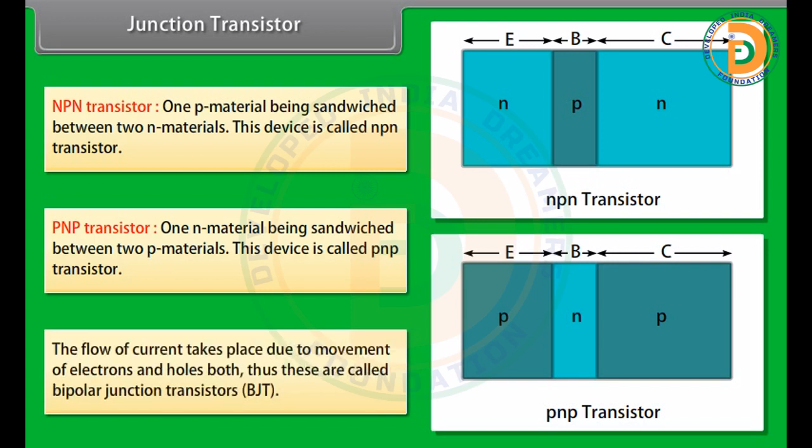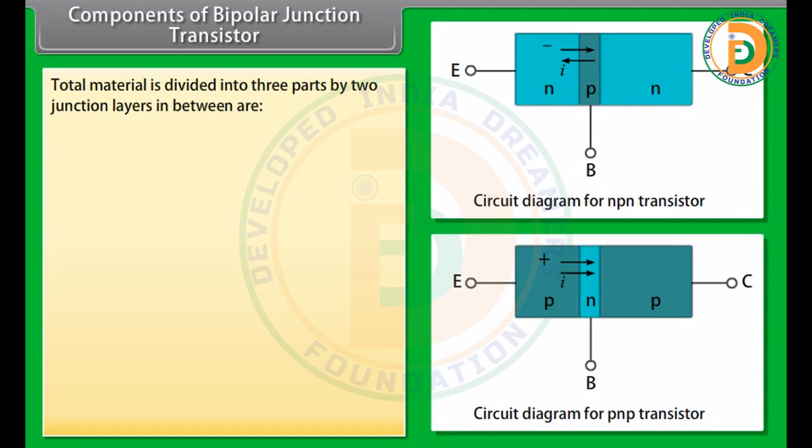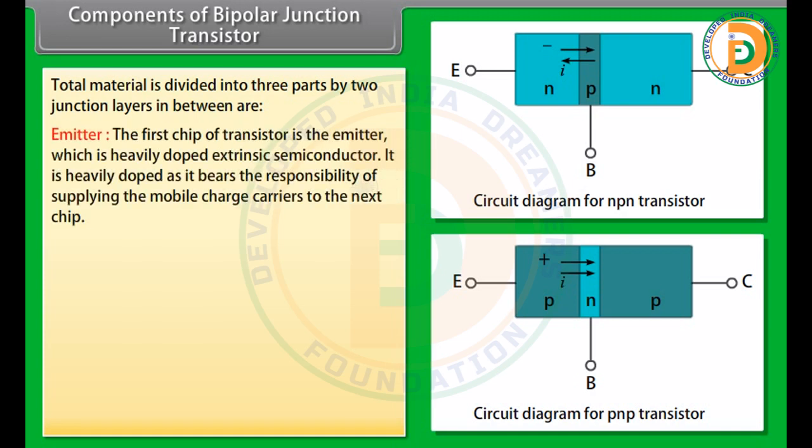The flow of current takes place due to movement of both electrons and holes. Thus, these are called bipolar junction transistors. Components of a bipolar junction transistor. The total material is divided into three parts by two junction layers. Emitter: the first chip of the transistor is the emitter, which is a heavily doped extrinsic semiconductor. It is heavily doped as it bears the responsibility of supplying the mobile charge carriers to the next chip.